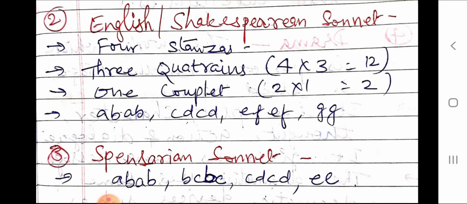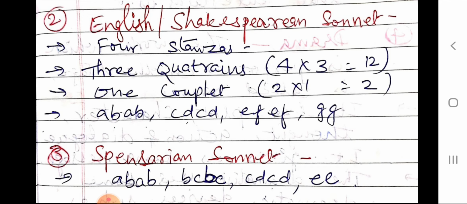Then comes the Spenserian sonnet. Though it was just like the Shakespearean or English sonnet, Spenser changed the rhyme scheme. The stanzas are just like those of William Shakespeare, but he changed the rhyme scheme. His rhyme scheme was A B A B, B C B C, C D C D, and E E. Spenser repeated the rhyme of the fourth line in the fifth. Then the eighth was repeated in the ninth.